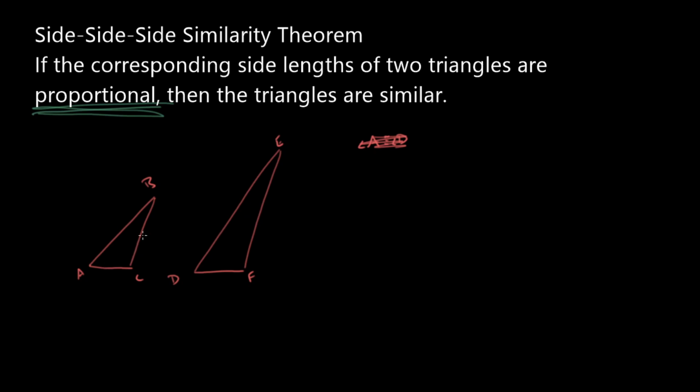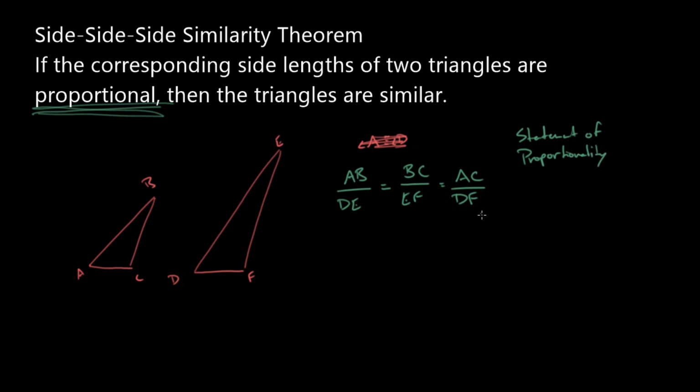So the way that I'm going to write it is that the length of AB over the length of the corresponding side, DE, is going to be equal to the length of BC over the length of EF, and then the length of AC over the length of DF. So if you remember, this is our statement of proportionality that we're essentially writing here. And if I want to prove that these two triangles are similar to each other, I need to essentially prove their statement of proportionality is true.